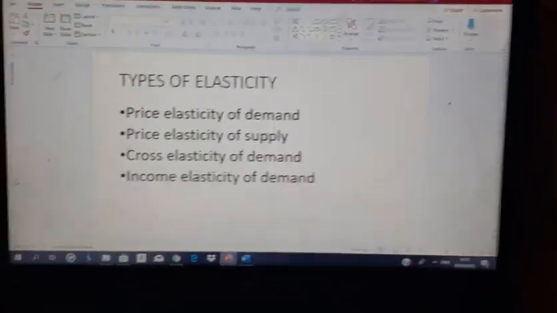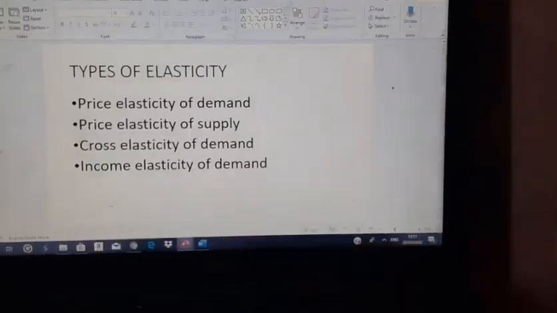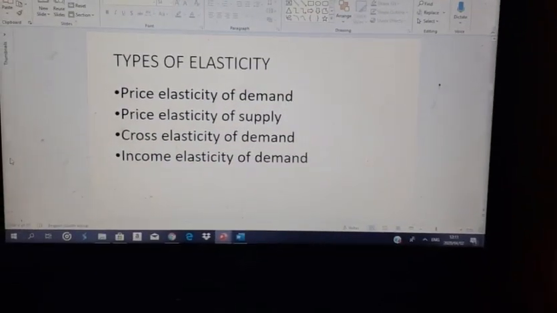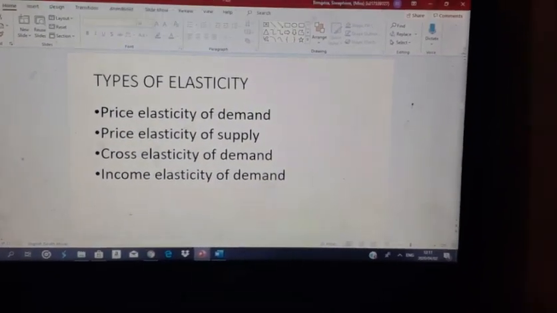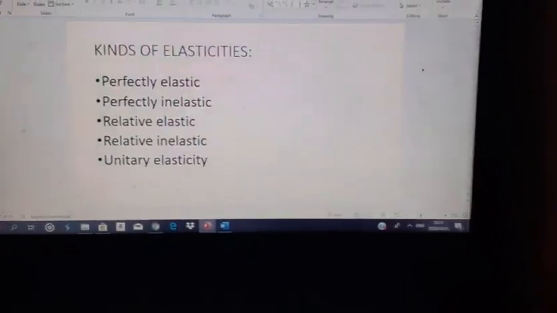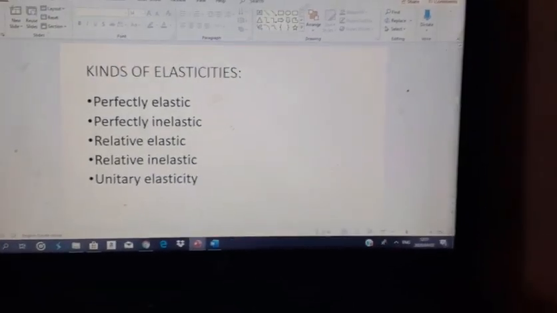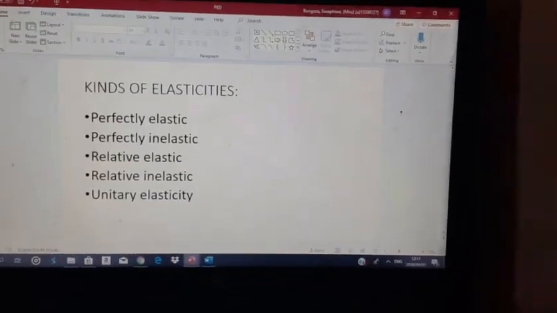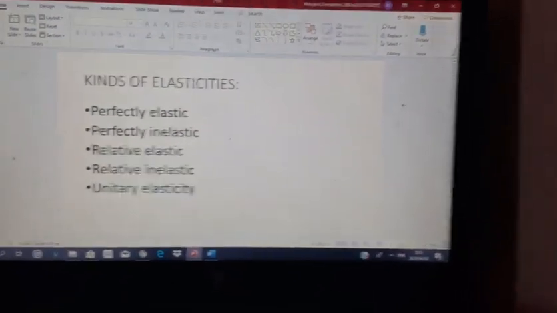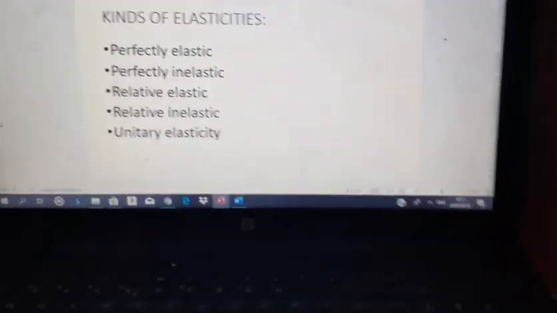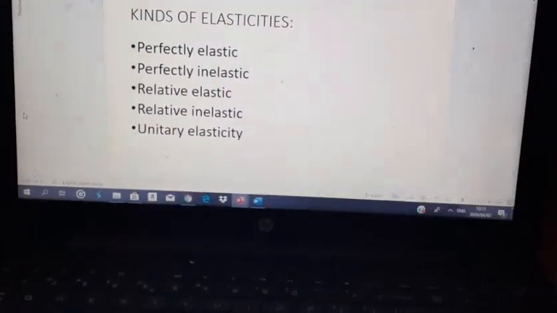So today we will be focusing on the price elasticity of demand. Already once we say price elasticity of demand, you can be able to see the 2 variables that we are going to measure, because it is price and also quantity demanded. And then we move to the different kinds of elasticities that we have. We have perfectly elastic, we have perfectly inelastic, we have relatively elastic, we have relatively inelastic, and unit or unitary elasticity. We'll talk more about which one is perfectly elastic and which one is perfectly inelastic and all that.